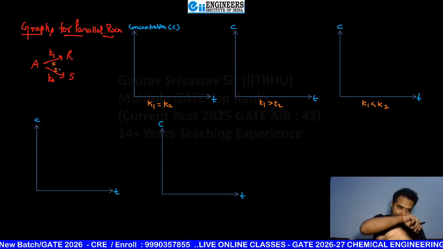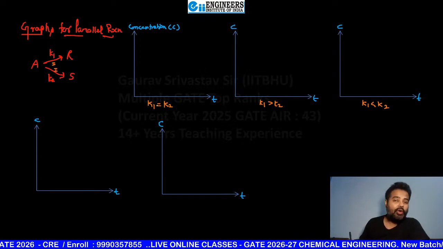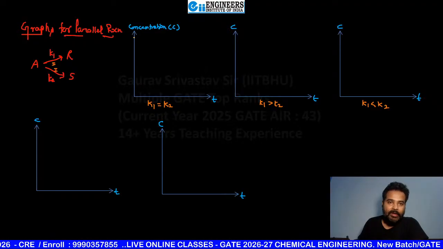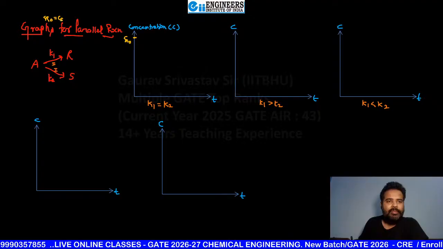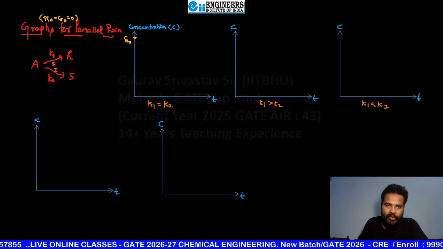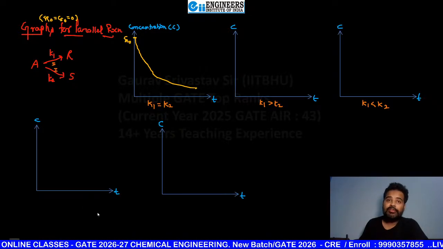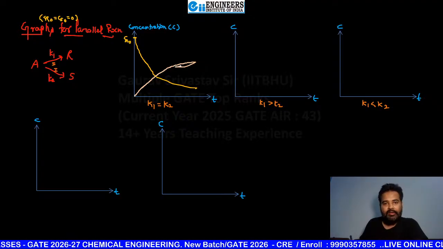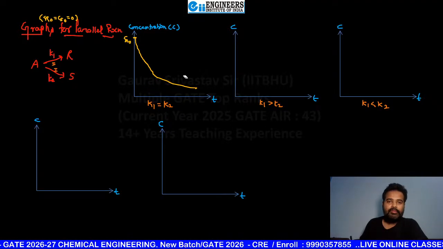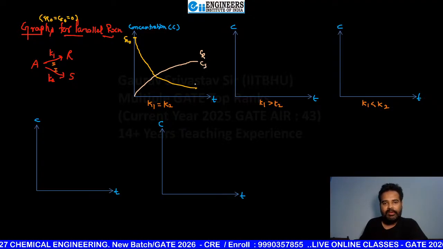Done? Still doing? Okay. So if K1 is equal to K2, see beta, if this is the initial concentration of A, Ca naught, and I am assuming that there is no R and S present in the feed, then the graph of A will go like this, an exponential decrease as you had seen yesterday, and the formation rates of R and S will remain the same. This is R, this is S. This is for CR as well as CS, and this is for CA.